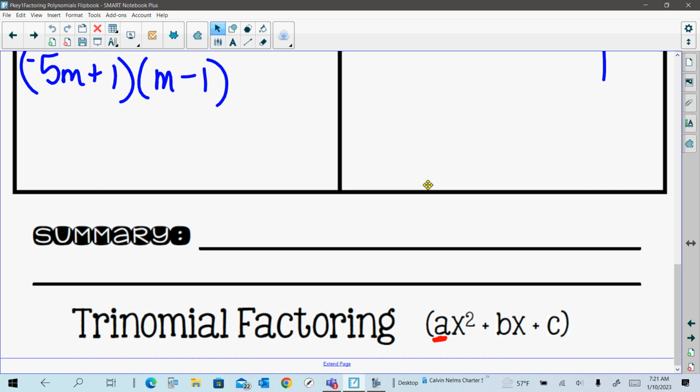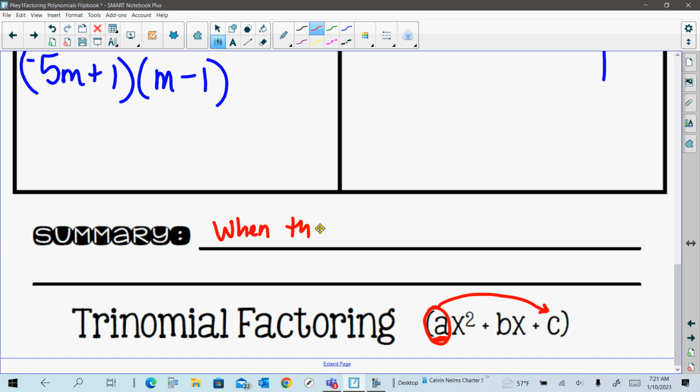a number in front of x squared, so whenever we see a number here, one way we could think about it is you're gonna slide that number in the front and multiply. So our summary is whenever there is a number in front.